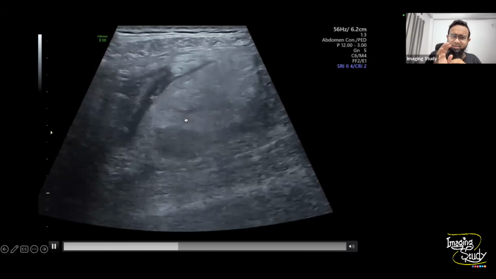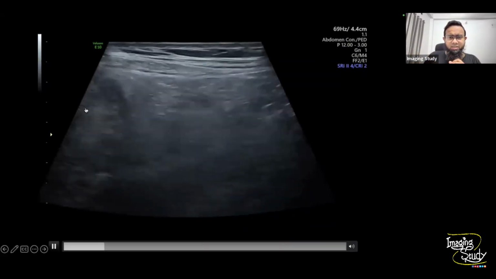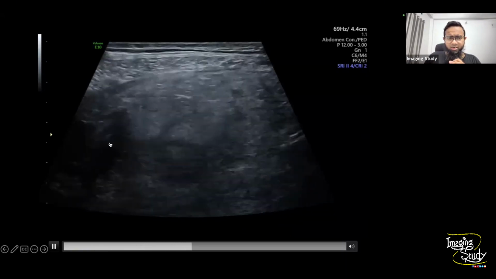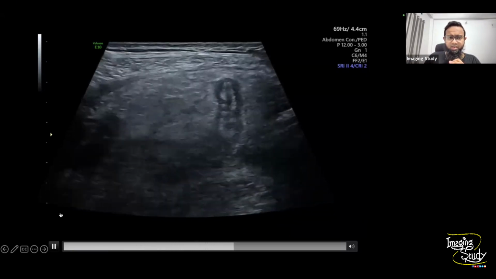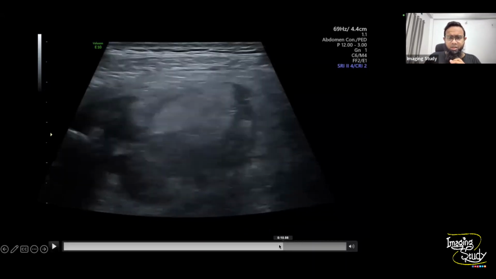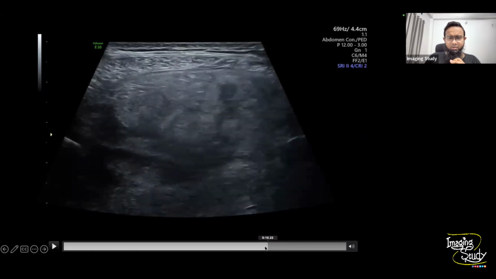Let me show you this on a different view. So here's the picture. Now you can see this is the vermiform appendix, which is going here and entering into the cecum. This is the cecum region. Let me freeze the image a little. Here, just let me show you the total view of the appendix.